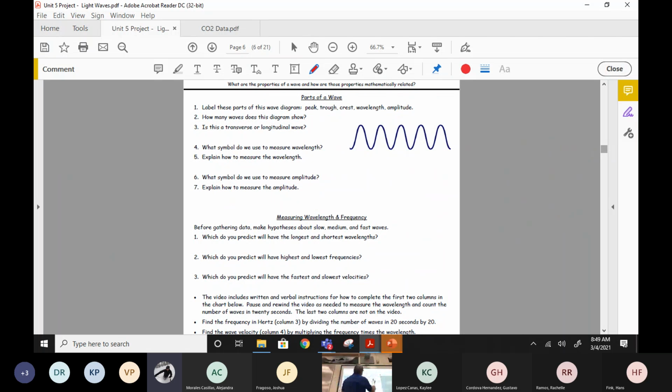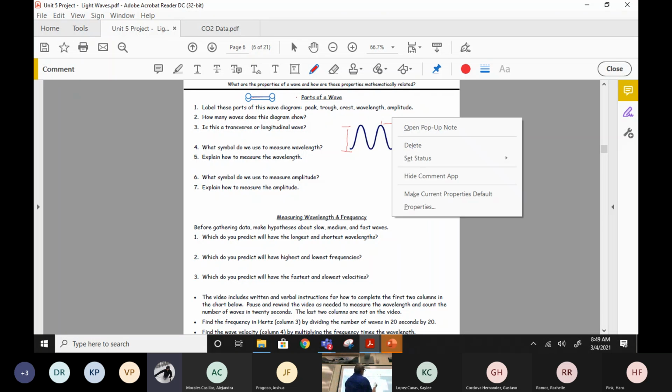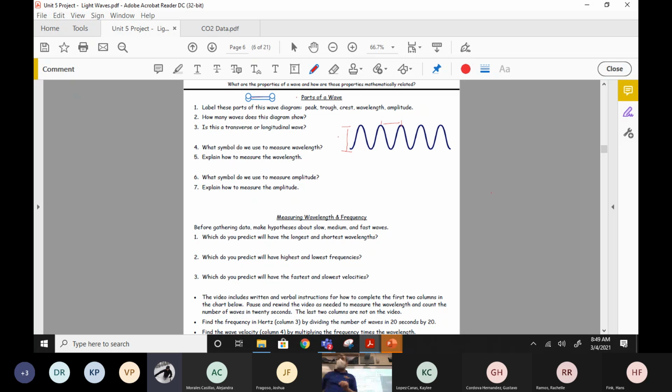If I measure from top to bottom of this wave versus measuring from peak to peak of this wave, what are those two different measurements? Yeah, Armando. Measuring the length of the wave up and down. This one? No. This one. The height of the wave. Good. This is the amplitude, how tall the wave is.